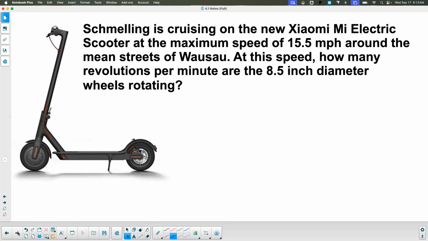Okay? So Schmeling is cruising on the new electric scooter at a maximum speed of 15.5 miles an hour around the mean streets of Wausau. At this speed, how many revolutions per minute are the 8.5 inch diameter wheels rotating? Okay. Go for it.